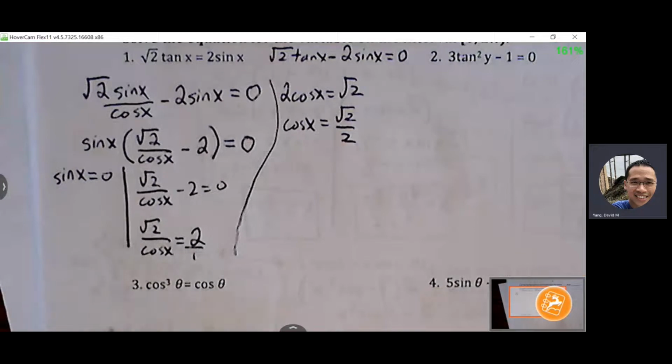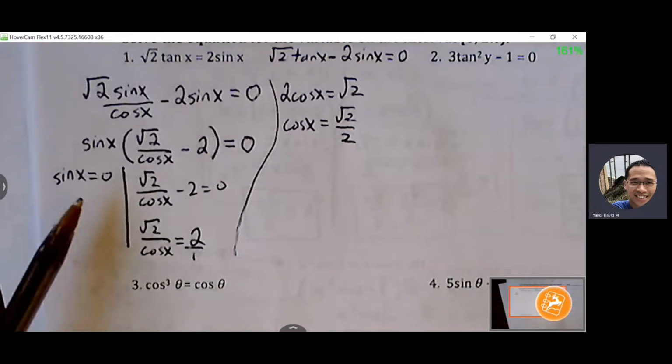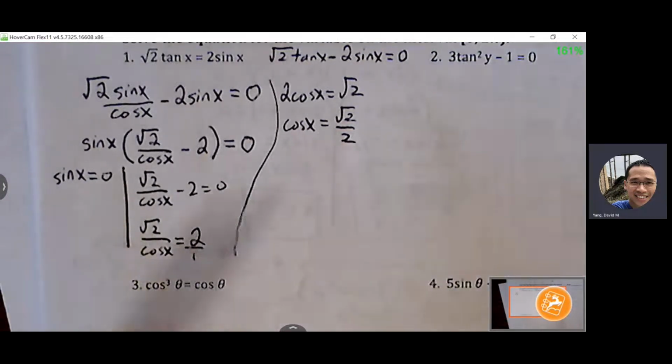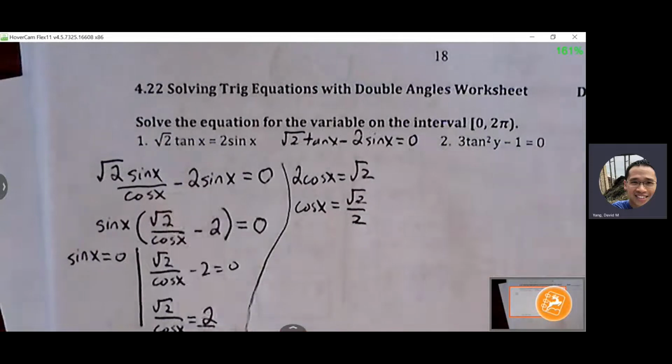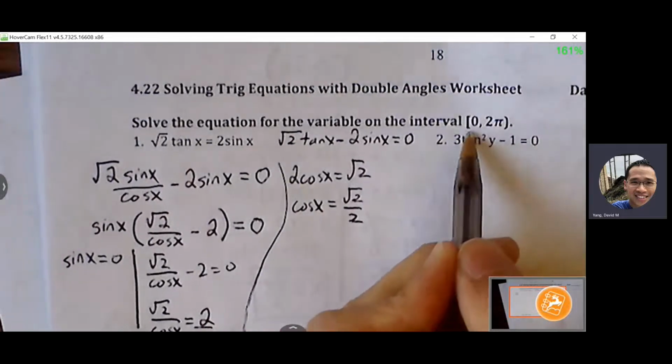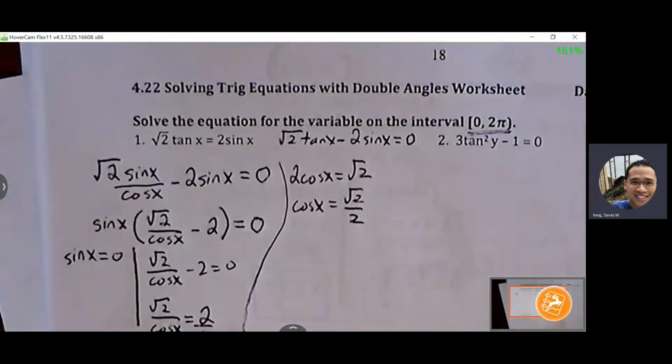Okay, so see if you can find the two solutions that are involved with sine x equals 0, and then two solutions involved with where cosine is equal to root 2 over 2. And we're back to being 0 to 2 pi, so there's no need to add the plus 2 pi n, where n is an element of the integers.